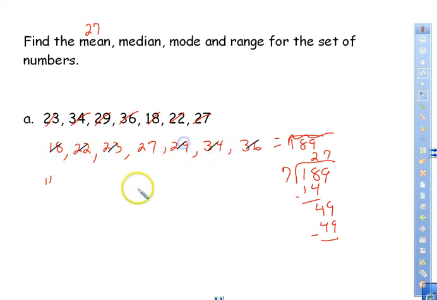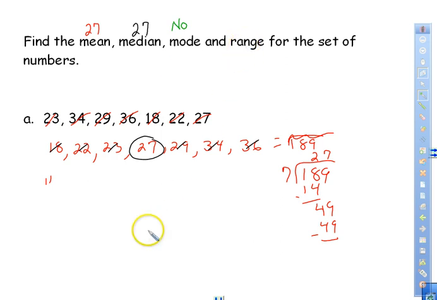The median, working our way from the middle to the outside, 3 on both sides, 27 is left alone in the middle, therefore 27 is my answer. For my mode, the number that occurs most often, do any of these numbers occur more than once? And none of them do. Therefore, there is no mode.